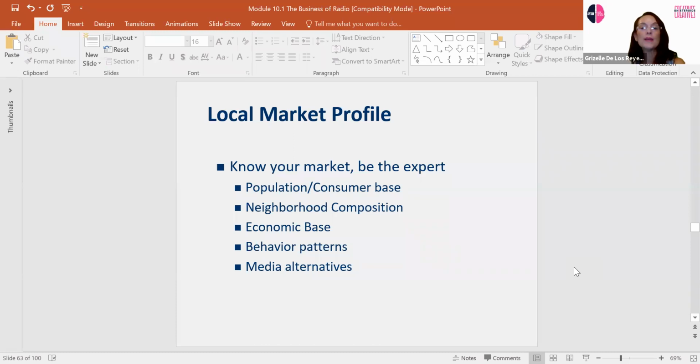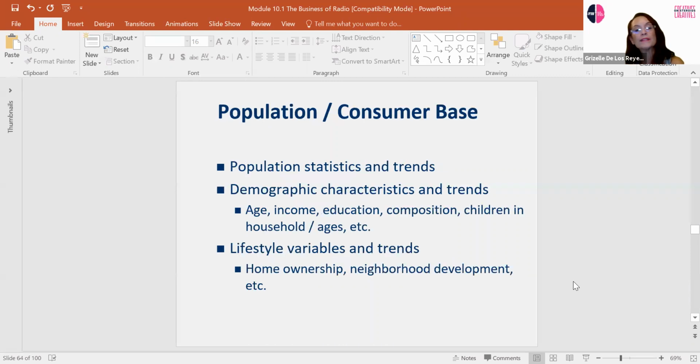As I was explaining in print, you may have all sorts of small local publications that reach the market effectively, or flyers, or direct mail, etc. So I go one by one. If you want to know about the population or consumer base, what are the statistics and the trends for that population? What are the demographic trends in terms of age, income, education, composition, children in household and ages of those children? What are the lifestyle trends? Is it a high rent or high home ownership? Again, it's like creating a profile for the market so that you know how to address it in terms of messaging, in terms of media platforms, etc.